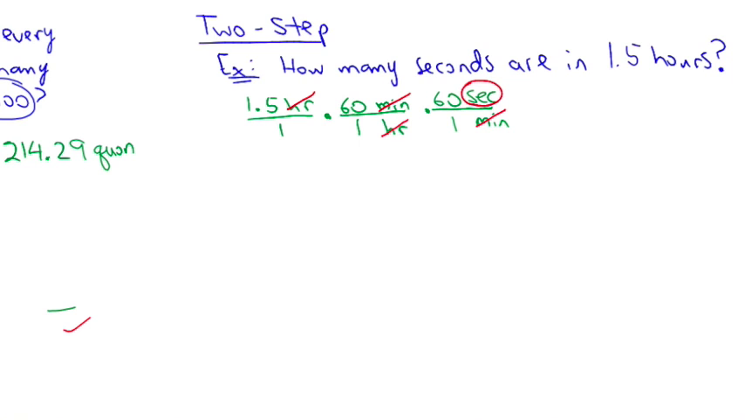Oh, and I forgot to say, this method is really nice because you're never guessing at multiplication or division. It tells you exactly what you're doing. What am I doing all the way across? Multiplying. No division whatsoever. So 1.5 times 60 times 60.